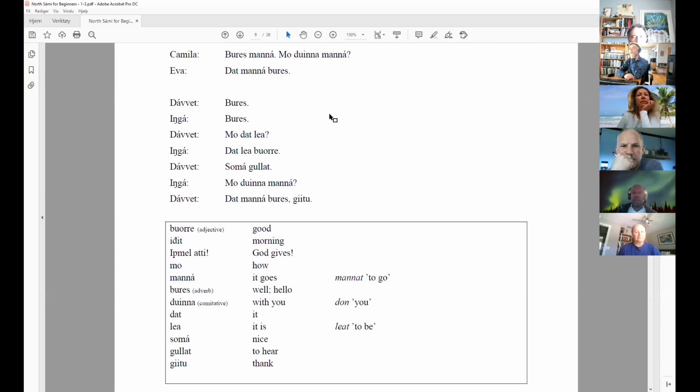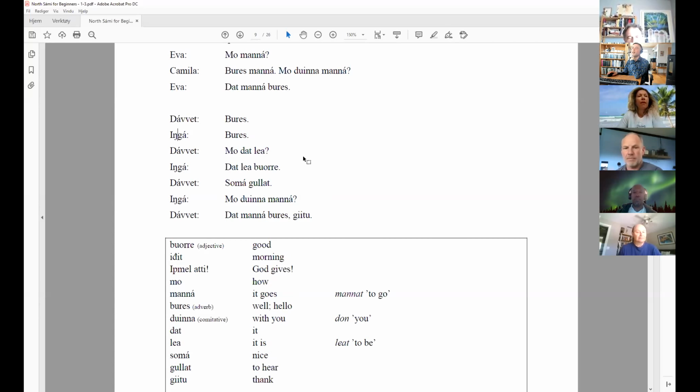Modali. Dalle puerre. Suma gulat. Motuinamanna. Damana Boris. Gitu. Puerre. Kiito.